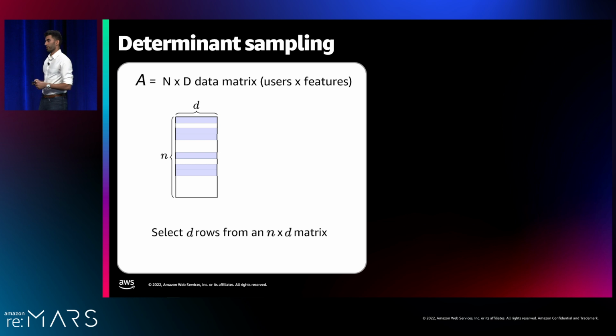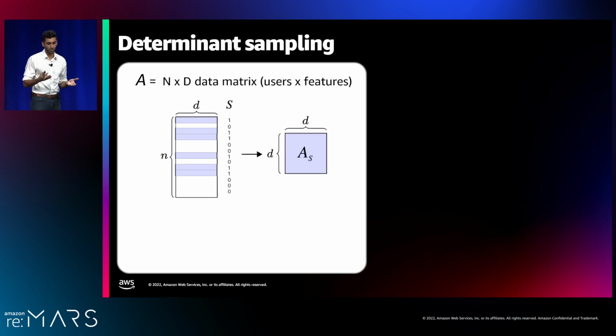So we can formalize this a bit. You have an n by d matrix, and you want to select d rows of this matrix. Say this is like users and features. You want to select d users, which maximize the determinant of that subselected matrix, the matrix that only has your selected rows.